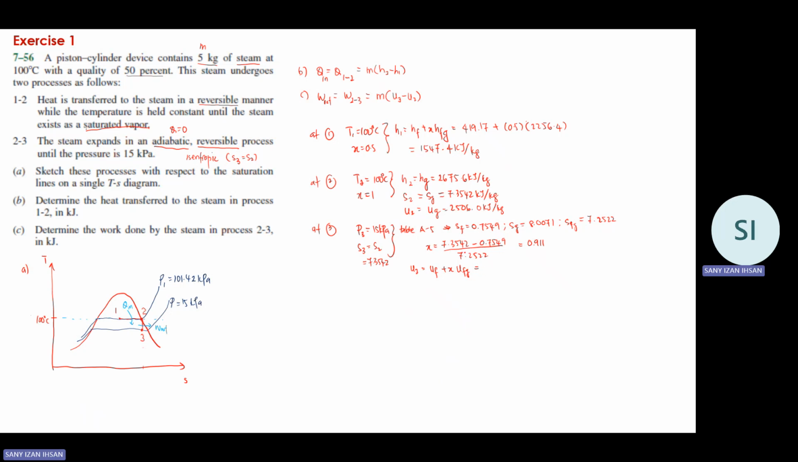If you refer to the same table, table A5, you have UF equals 225.93. We have our X, 0.911, and then UFG from the table is 2.1. You can refer to the table. So if you solve this, then you know that your U3 is 2247.9 kilojoule per kilogram. All right, so we have all the properties needed to solve for B and C. Therefore, you can say that Q12 is equal to mass, which is already given, 5 kilogram, times H2, 2675.6, minus H1, 1547.4 kilojoule per kilogram. So you can cancel the kilogram.